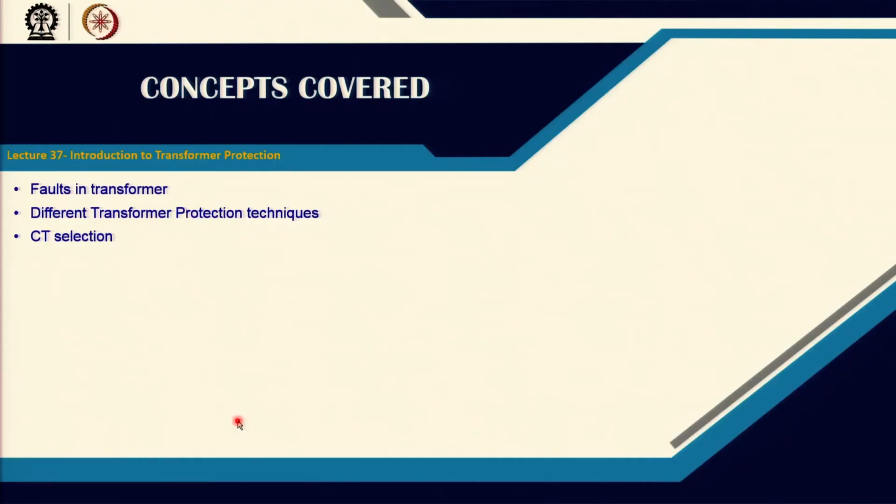In this lecture, we will be introducing the challenges with transformer operation from the perspective of faults and allied issues related to protection. What are the different possible faults in a transformer, and the associated transformer protection techniques, including mechanical to electrical, and then at the end we will see how, from the differential protection perspective, we will have the CT selection.